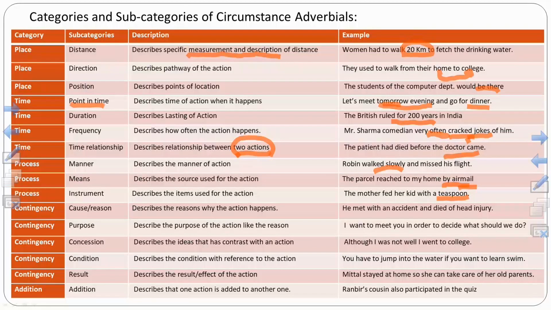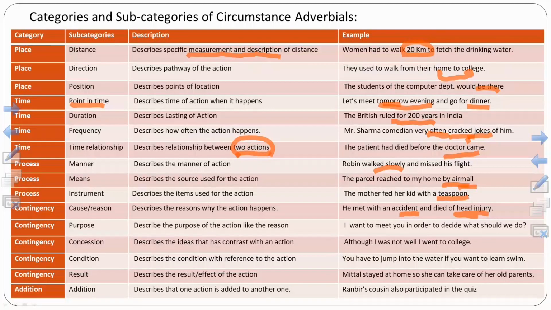Now contingency means cause and reason. What is the cause? What is the reason for that? It describes the reason why the action happens. Like he met with an accident and died of head injury. So what is the cause? It is because of the accident. He died of head injury. So it shows why the action happens. It happens because he had an accident and he died because of brain hemorrhage or any head injury.